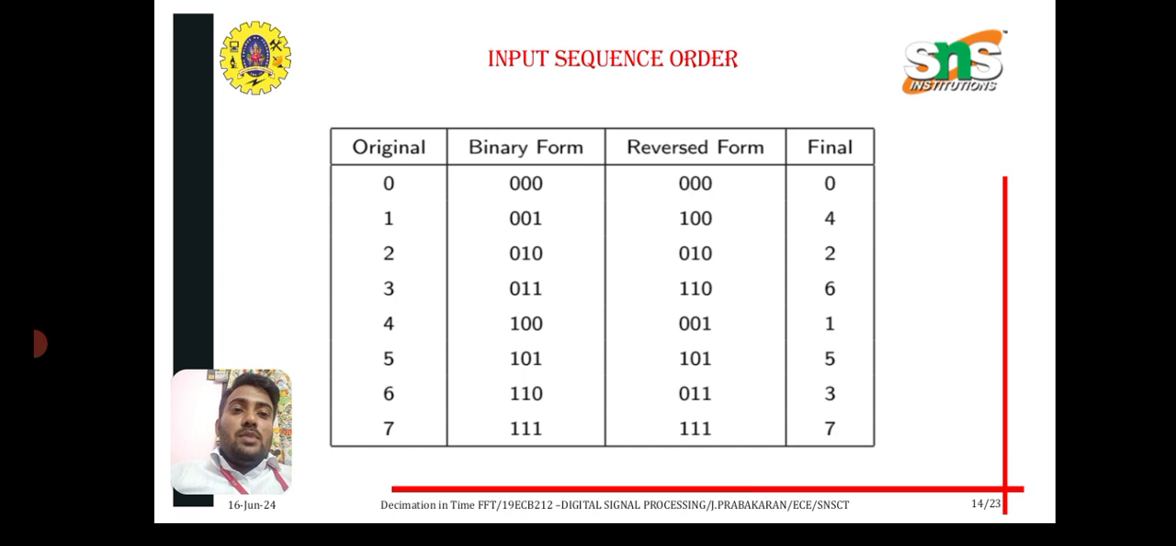The bit reversal order of 1 is 4. The bit reversal order of x of 1 is x of 4. The bit reversal order of 3 is 6, so the bit reversal order of x of 3 is equal to x of 6.